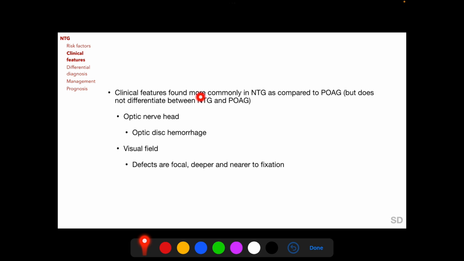Clinical features found more commonly in normal tension glaucoma as compared to primary open-angle glaucoma include optic disc hemorrhage and visual field defects which are focal, deeper, and nearer to fixation. However, these clinical features do not differentiate between normal tension glaucoma and primary open-angle glaucoma by themselves. Some studies have found that optic disc changes in normal tension glaucoma are more likely to be focal in nature, but this association is not universally accepted.